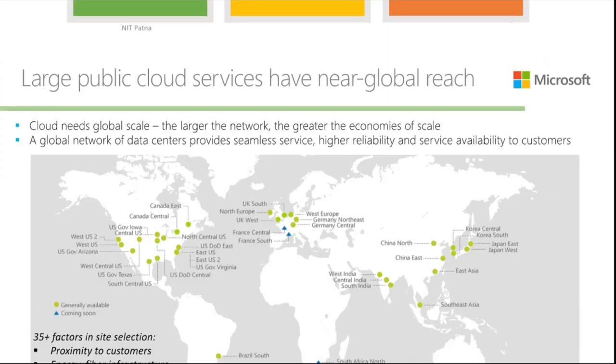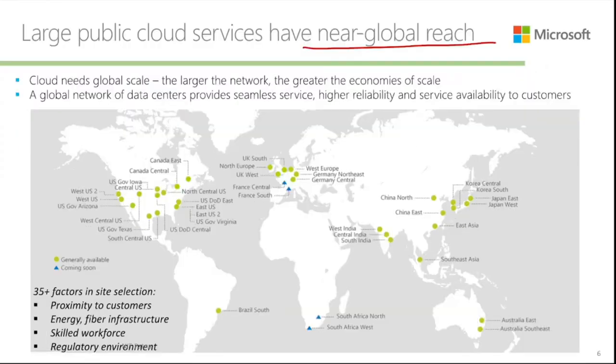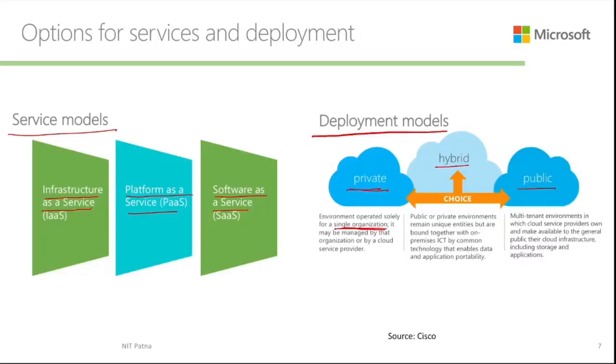So here you can see worldwide the public service, they have global reach. You can see, almost everywhere worldwide these green dots are there. If you look at private cloud, it is basically installed by a particular organization for their own use. You can say it may be managed by that organization or by a cloud service provider.